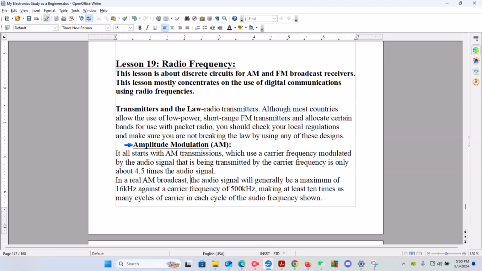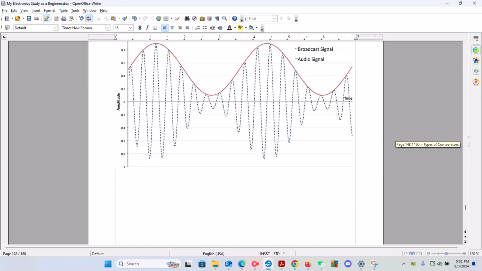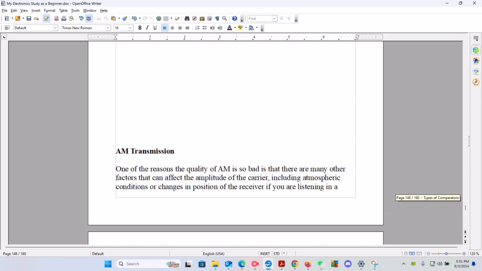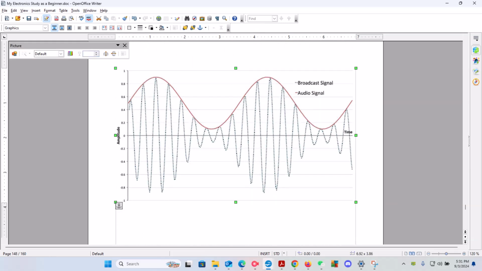In a real AM broadcast, the audio signal will generally be a maximum of 16 kilohertz, that's 16,000 hertz, against a carrier frequency of 500 kilohertz, making at least 10 times as many cycles of carrier in each cycle of the audio frequency shown below. And what you have is a graphical representation of the AM signal.